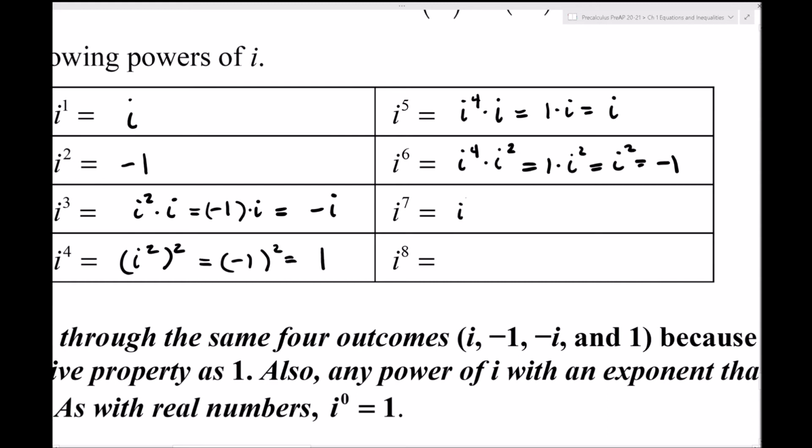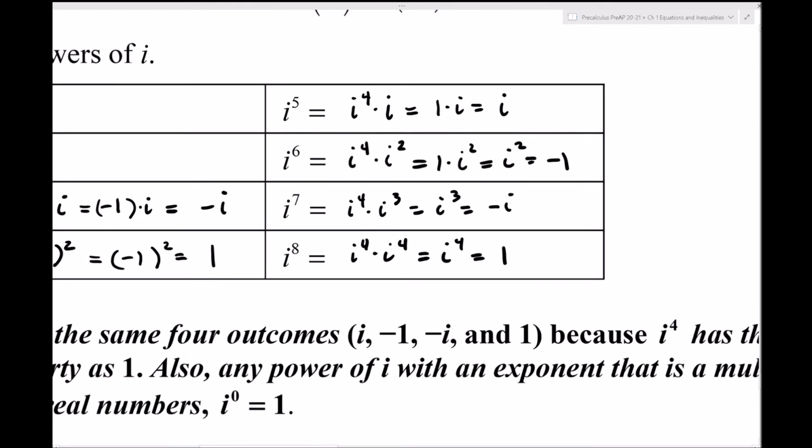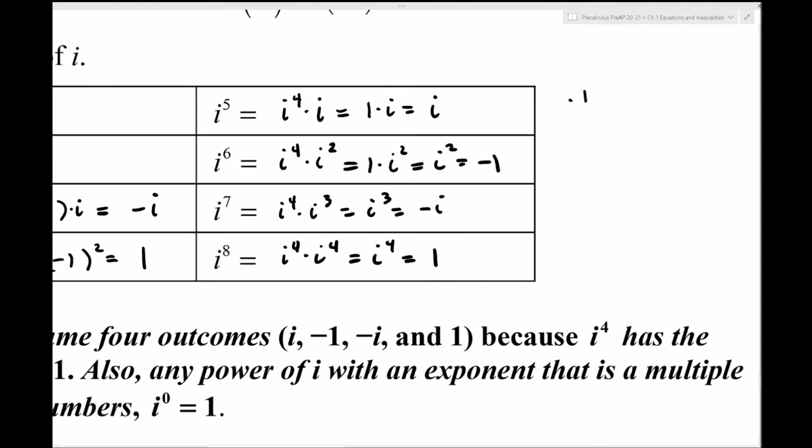i to the seventh is i to the fourth times i cubed. So that's just i cubed, because i to the fourth is 1. i cubed is -i. And you'll notice i to the eighth is i to the fourth times i to the fourth, which is 1. And it goes in a cycle. If I continue the cycle, let's say i to the ninth is i to the eighth times i, which is i, since i to the eighth is 1.